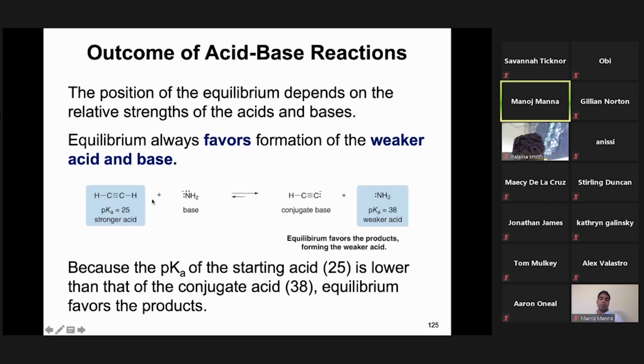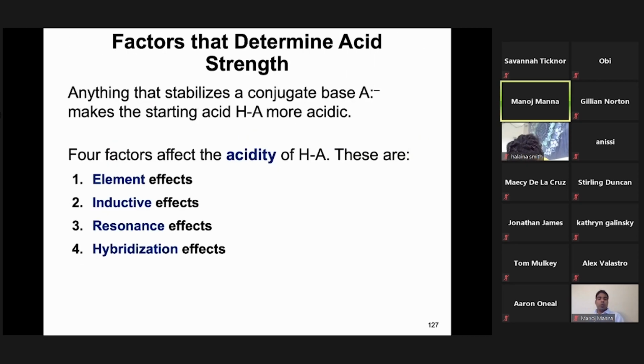Here is another example: acetylene pKa is 25, whereas ammonia pKa is 38. So you can think that the lower the pKa, comparing this one with this one, this guy will be more acidic because this proton is more acidic, right? Make sure we understand the definition, the concept, and how to read those pKa values. Now we can move to the factors that influence the strength of an acid. There are 4 factors: element effect, inductive effect, resonance effect, and hybridization effect.